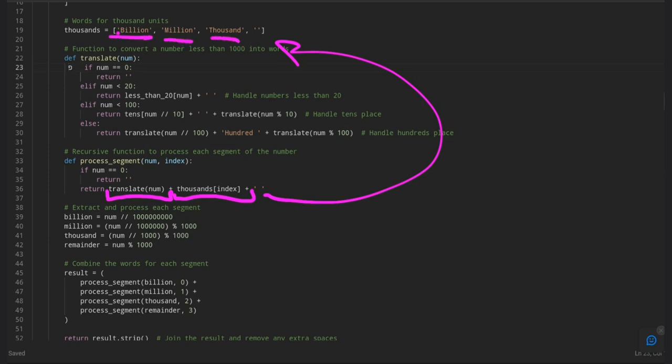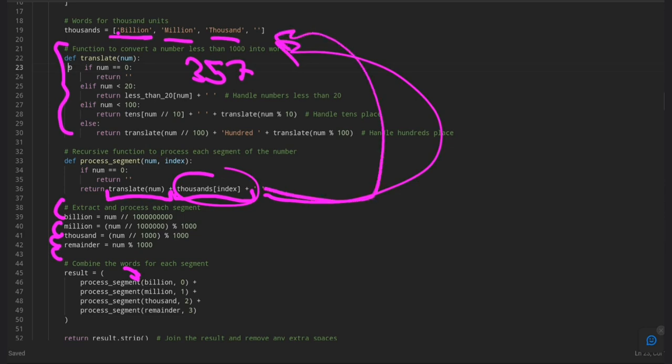And of course, I don't expect anyone to solve it the first time. The important thing is to know how to translate a 3-digit number. And then after we know how to translate a 3-digit number, we need to move to each part of the number, translate it, add the thousand index, right? Add the thousand index and continue concatenating. This is the process.